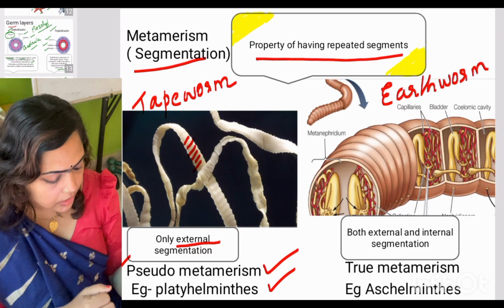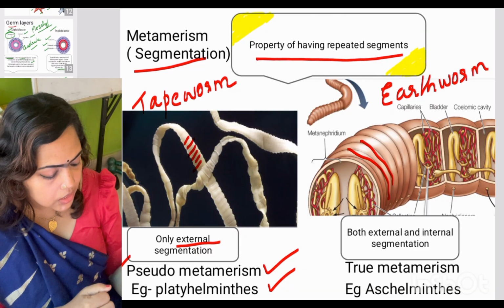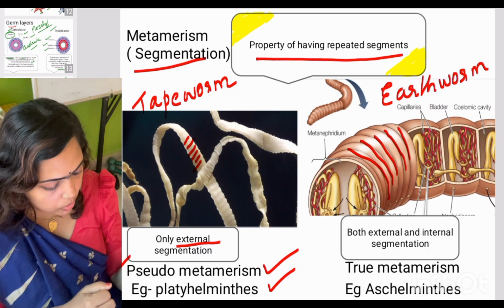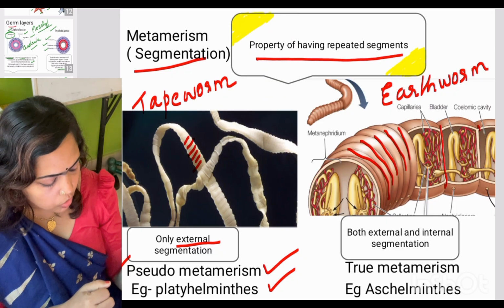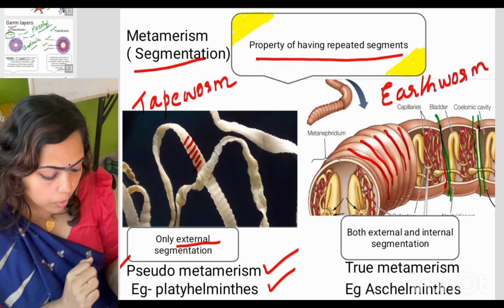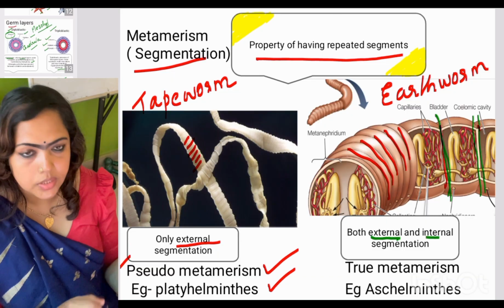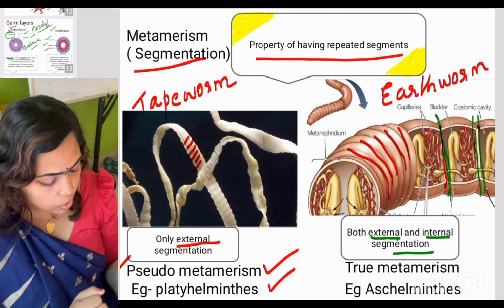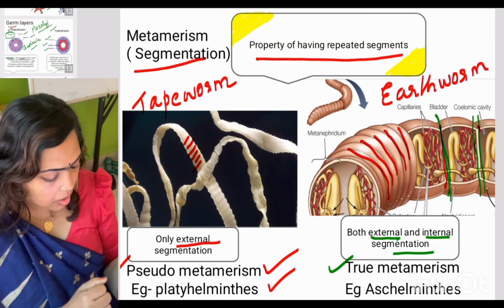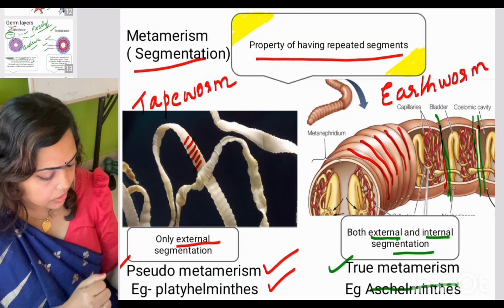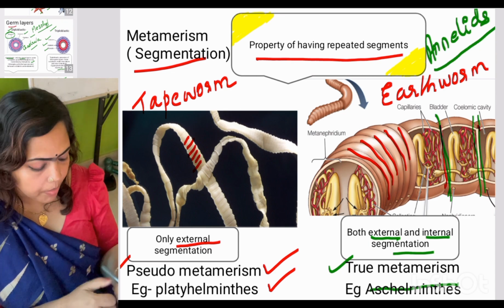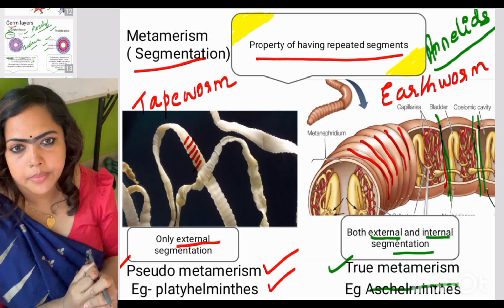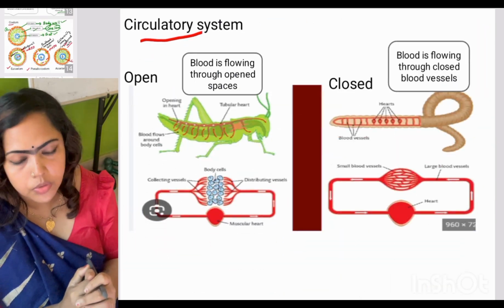And then this is the earthworm. Here you can see the external segmentation as well as internal segmentation. That means inside the body also it is divided into different segments. That means both external and internal segmentation, and such a metamerism is called as true metamerism. Example, not Aschelminthes, example annelids. So annelids are the example for what? True metamerism. And the last feature is the circulatory system.